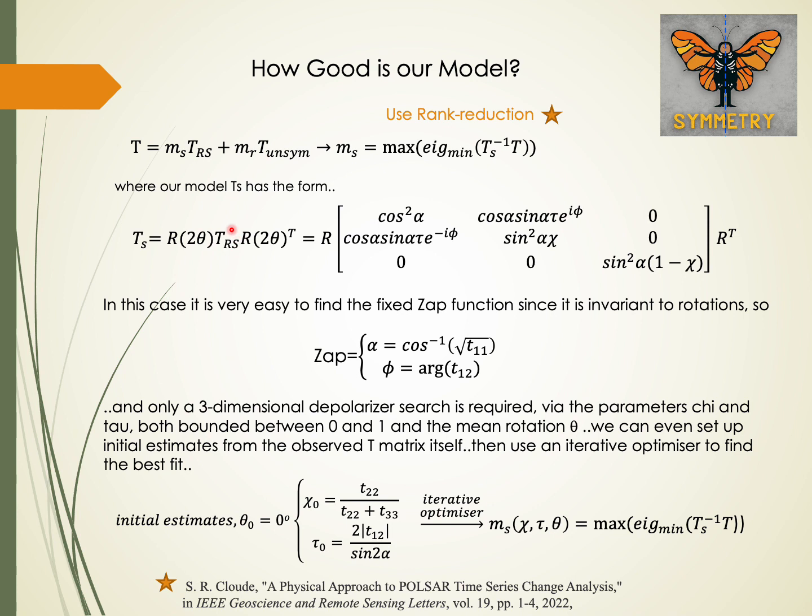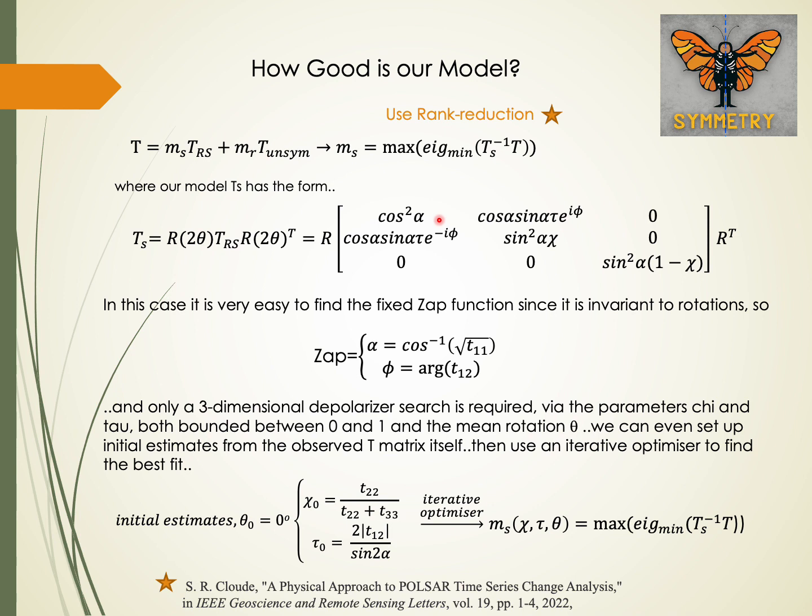So all we need is a model, and we have one, as we derived in the previous slide. We have our ZAP plus depolarizer, sandwiched between a mean rotation to allow for the fact that we may have a misalignment between our radar antenna and the ground. And the whole thing is given by this. It's 5 parameters: alpha, phi, tau, and chi, and of course theta in here. So it's a 5-dimensional search that we need to do.